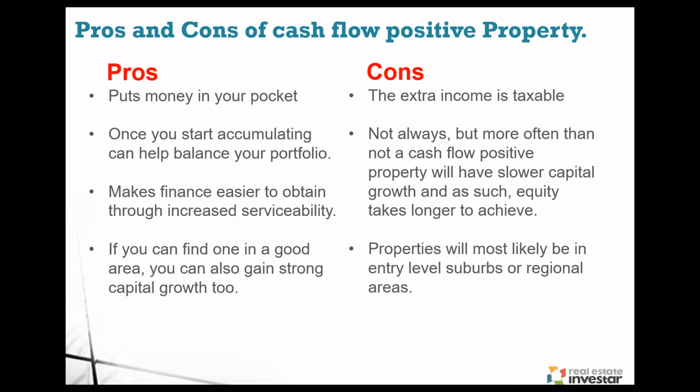The cons: the income that you do get on top of all the costs at the end, unfortunately, is taxable. So more often than not, most of the cash flow property will be in a slower capital growth area where you're not earning the equity at the same speed as you would in a blue chip suburb. And you're looking at most likely that there'll be entry level suburbs, I'm talking about price wise, and also regional areas.